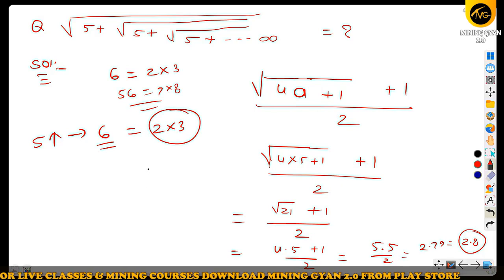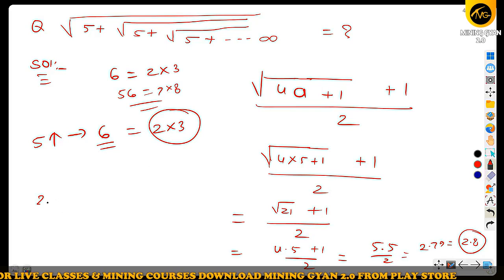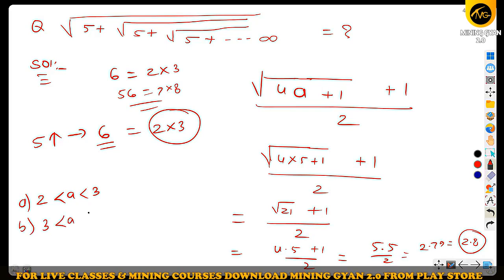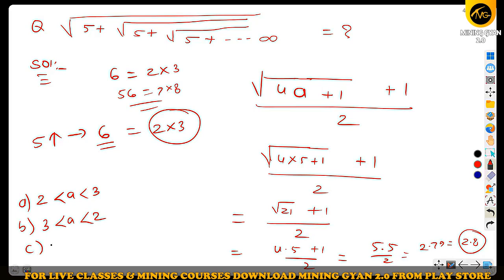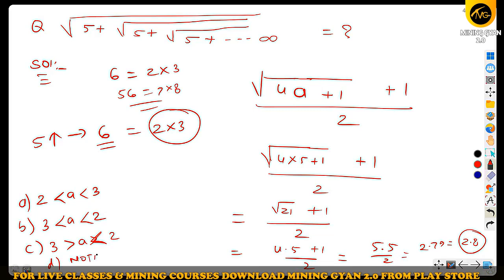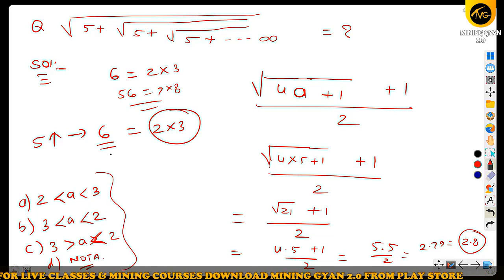Now in this case, usually the options available are in this form: option A, 2 less than a less than 3; B, 3 less than a less than 2; and C, 3 greater than a greater than or less than 2; and D, none of the above. If there is a question in this form, then the options available will be in this type of options, 2 less than something like that.